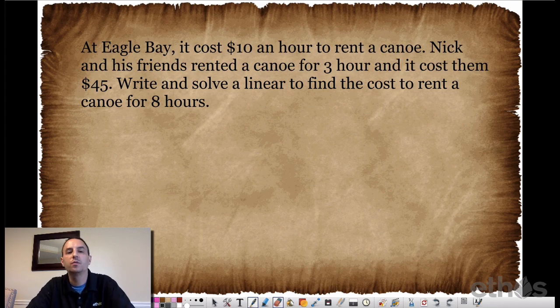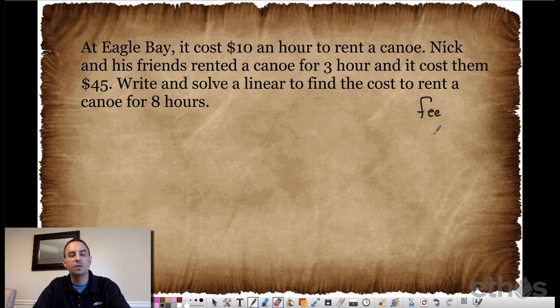So we start over here at Eagle Bay. It has a cost of $10 to rent a canoe for an hour. Nick and his friends rent a canoe for 3 hours, but it cost them a total of $45. Now, reading that question, your brain should automatically go, oh, there's a disconnect. I know it's only going to cost me $30 if I rent my canoe for 3 hours. Well, there's got to be some type of fee we're looking for.